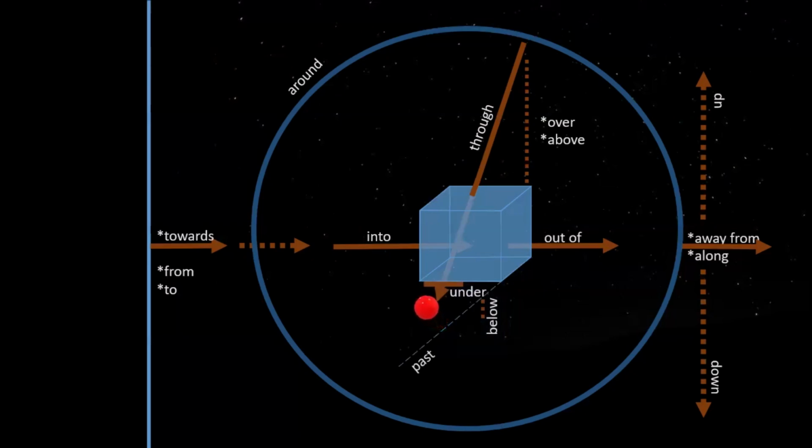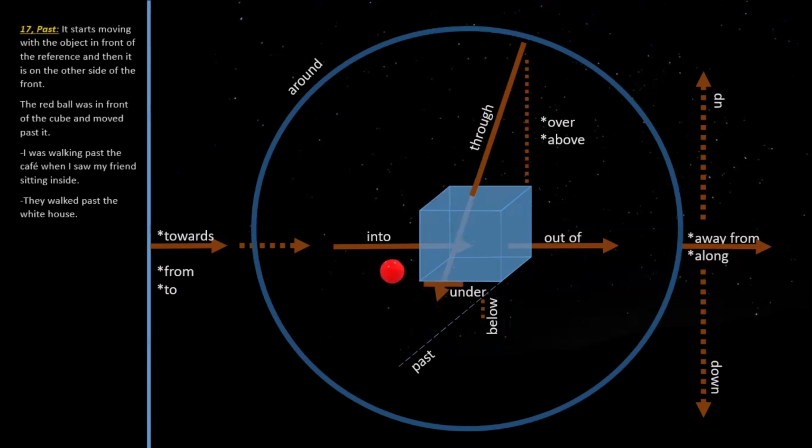Now, the next preposition of movement that we have is past. When you want to use past, it means that it starts moving with the object in front of the reference and then it is on the other side of the front. It is basically when you have momentarily an object of reference, but you didn't stop moving. So an example, I was walking past the cafe when I saw my friend sitting inside. So he was just moving in front of it. In this example, he stopped, but not necessarily stopping is the end of the movement. It could continue.